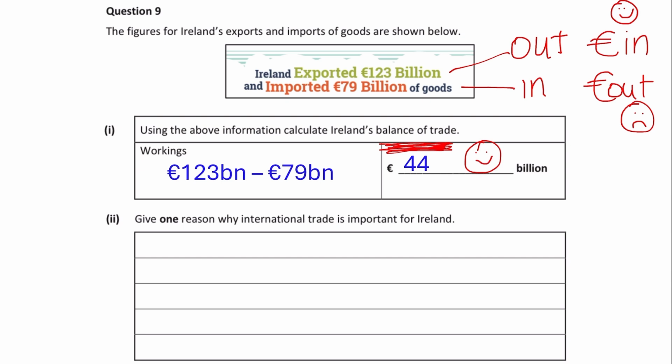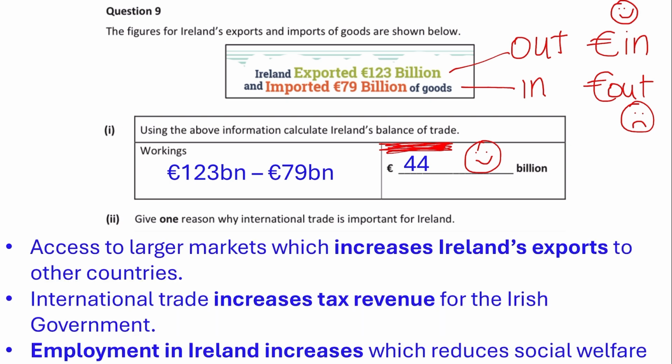Okay, so give one reason why international trade is important for Ireland. So it's important for Ireland for a number of reasons. So it gives us access to larger markets, which increases Ireland's exports to other countries. International trade increases tax revenue for the Irish government, and employment in Ireland increases, which reduces social welfare. So that's another great reason there.